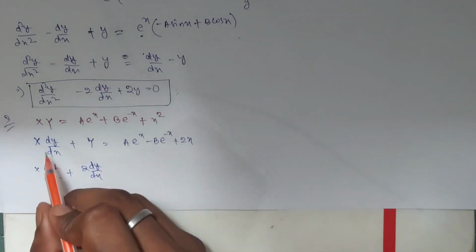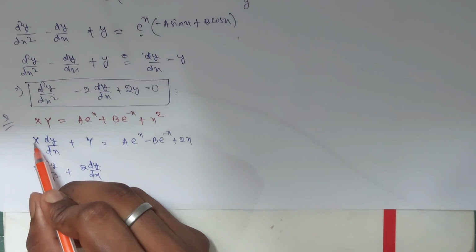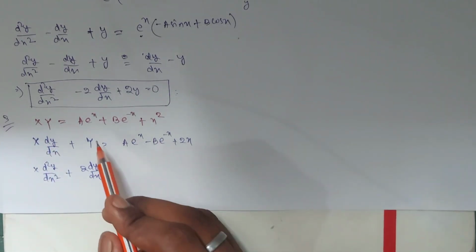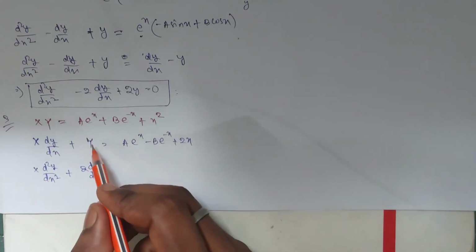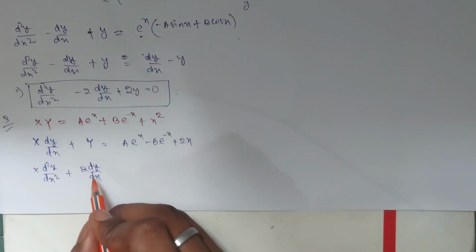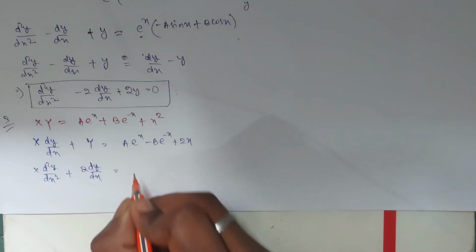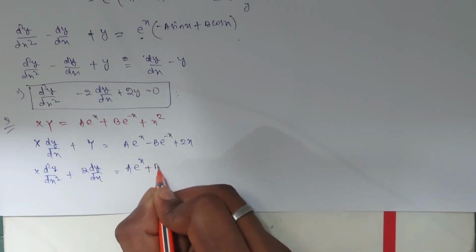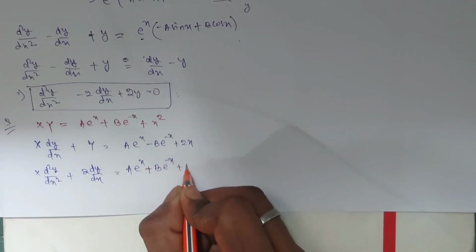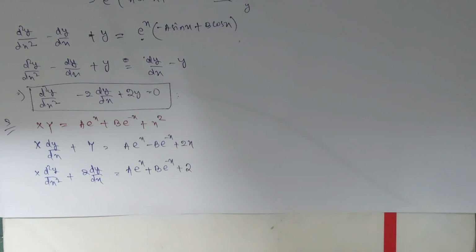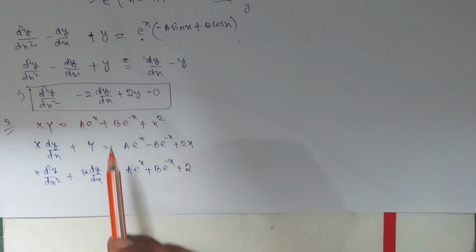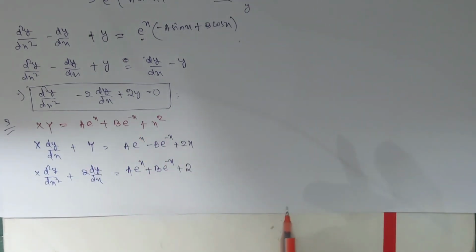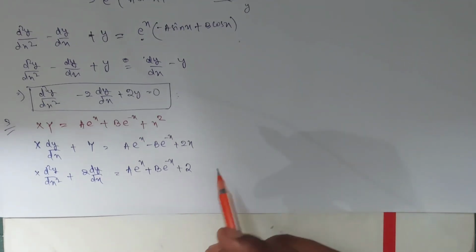as here if we differentiate y with respect to x, then we get dy by dx, and similarly here also dy by dx we get, and these add up and we get 2 times dy by dx, and a e to the power x plus b e to the power minus x plus 2 we get. Now our basic aim is to remove the constants so that we can get the differential equation.